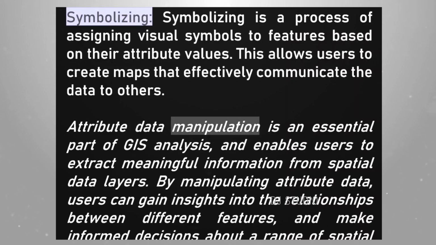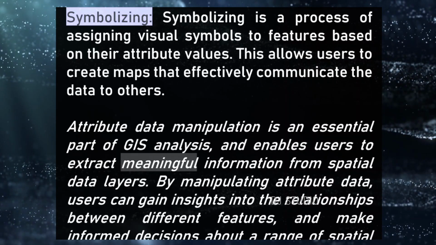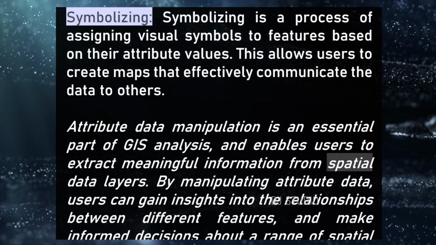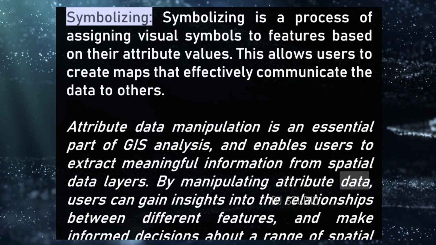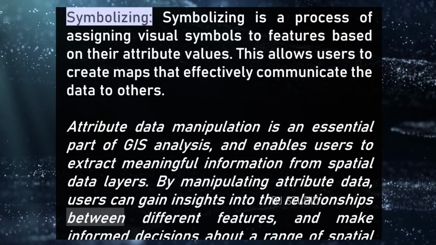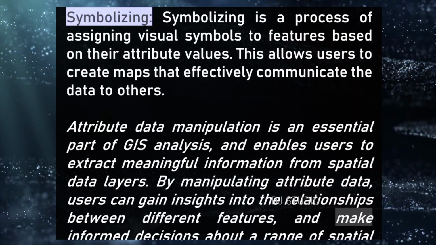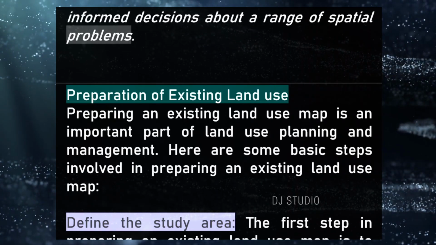Attribute data manipulation is an essential part of GIS analysis and enables users to extract meaningful information from spatial data layers. By manipulating attribute data, users can gain insights into the relationships between different features and make informed decisions about a range of spatial problems.